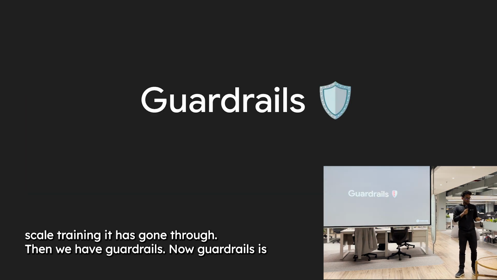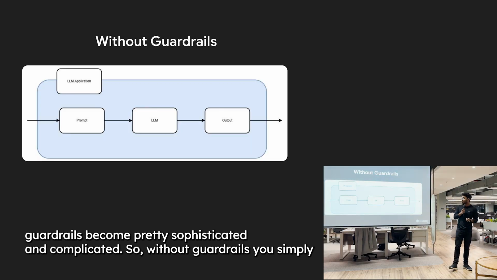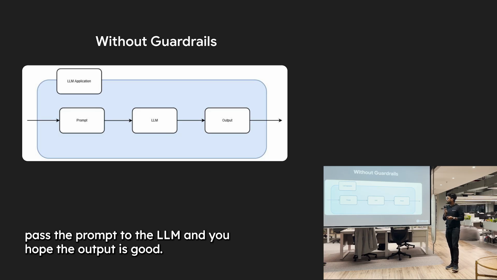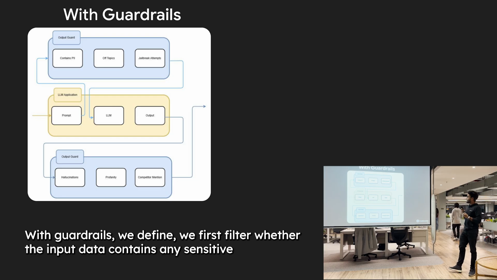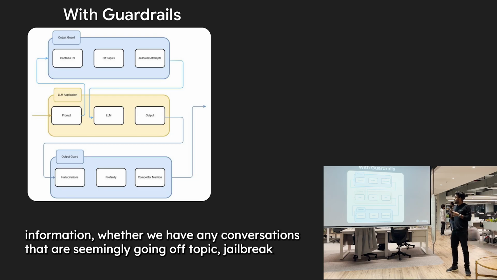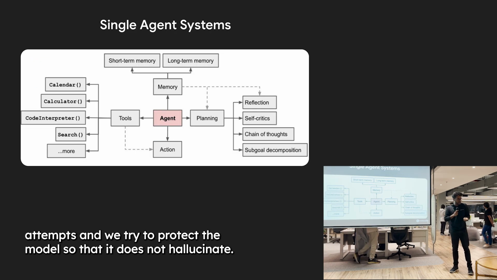Then we have guardrails. Now, guardrails is also a common factor, but when we scale from an agentic system to a multi-agent system, guardrails become pretty sophisticated and complicated. So, without guardrails, you simply pass the prompt to the LLM and you hope the output is good. With guardrails, we first filter whether the input data contains any sensitive information, whether we have any conversations that are seemingly going off topic, jailbreak attempts, and we try to protect the model so that it doesn't hallucinate.